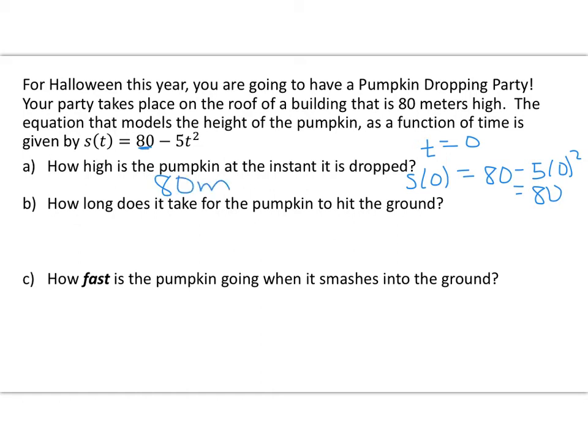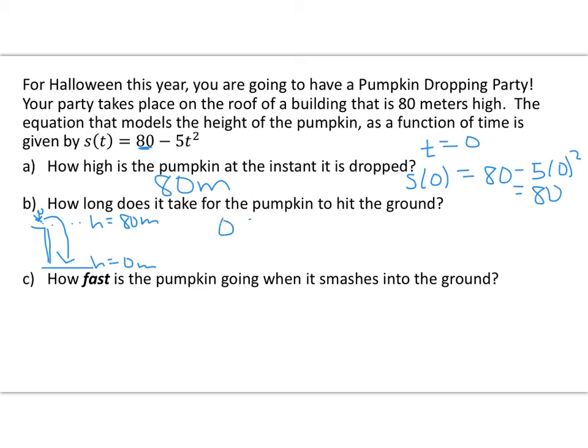Then it asks, how long does it take for the pumpkin to hit the ground? Well, if I'm standing up on the roof and I drop my pumpkin down to the ground, the starting height up here is 80 meters, and the height down at the ground has to be 0 meters. So we want to know when the height is 0. So s of t has to equal 0.